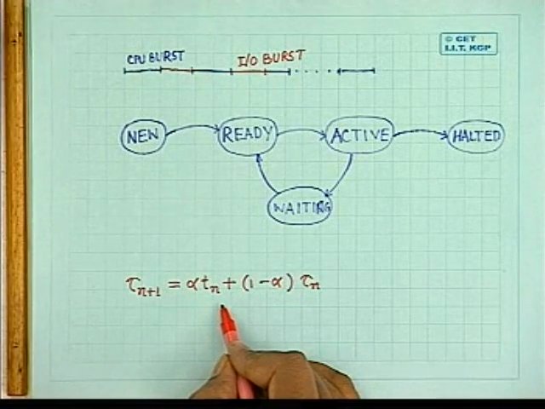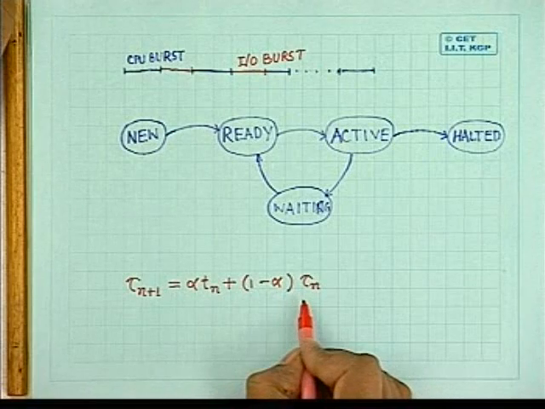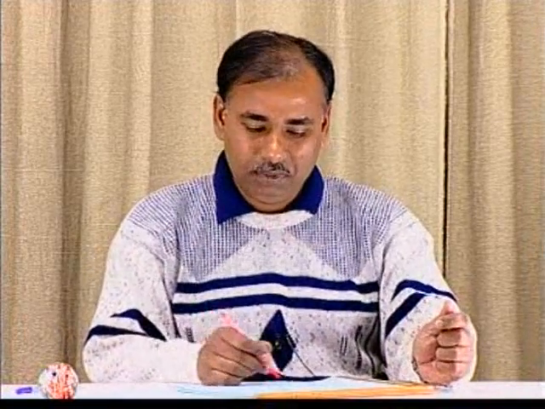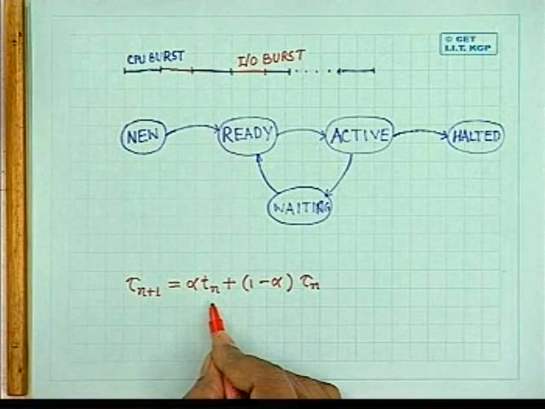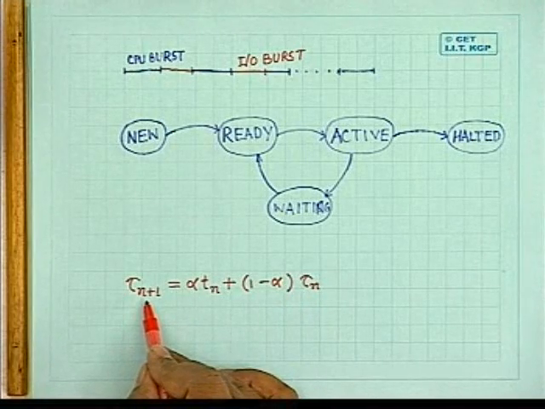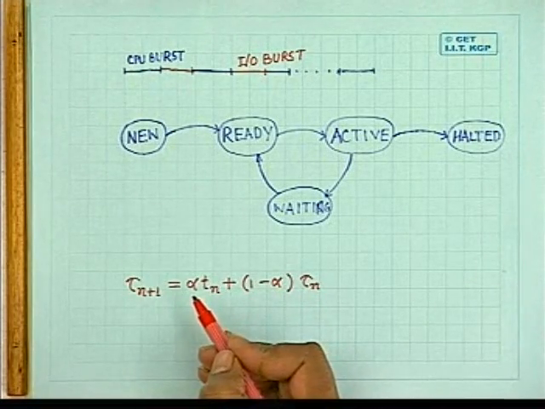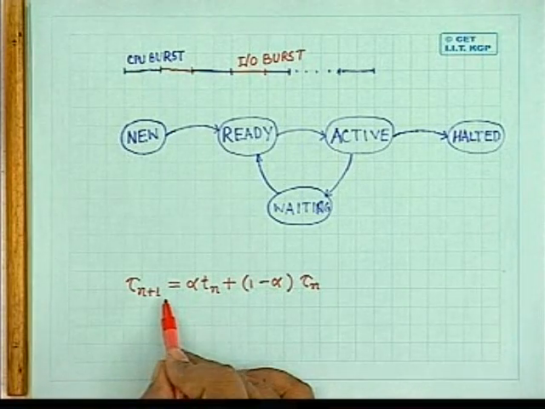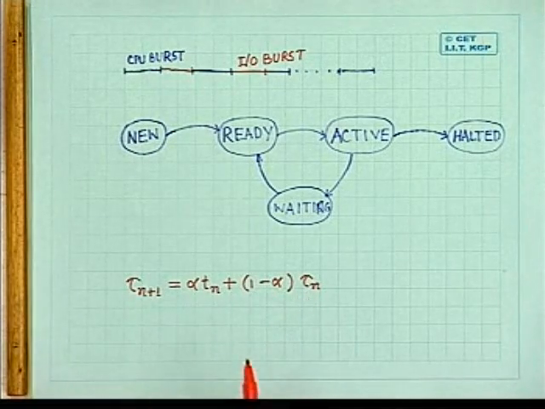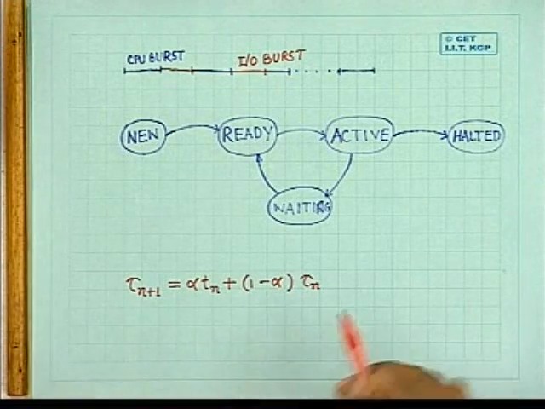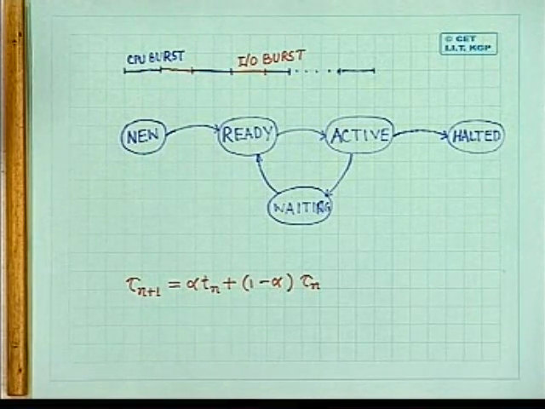And we are taking a weighted sum of these two, where Tn tells you what is the immediate past of the job, and tau n gives you some indication about the history of the job, because tau n is accumulated. So this gives you some history of the job, and this gives you the immediate nature of the job. You take a weighted average of these two to give you the predicted next CPU burst of the job. So once we can predict this, I can use this predicted CPU burst duration to be used by the SJF algorithm.